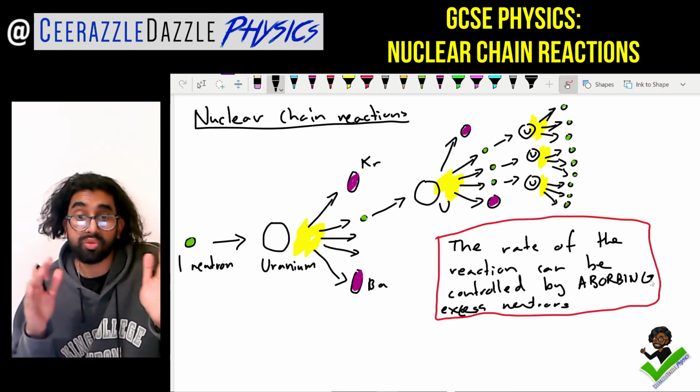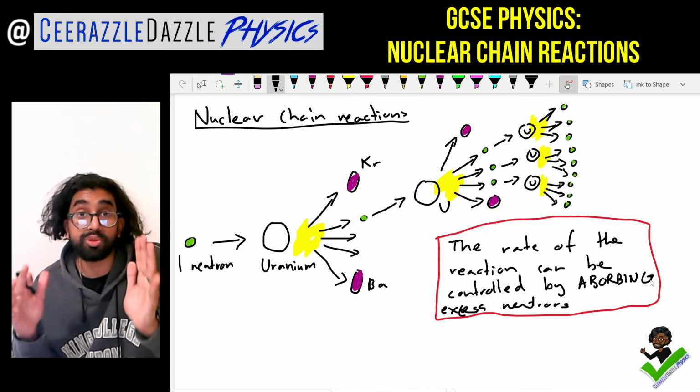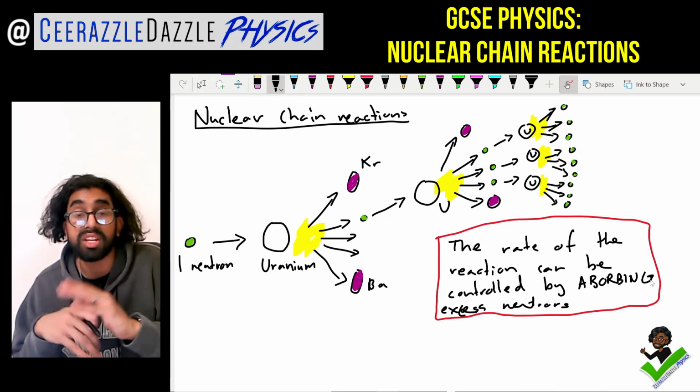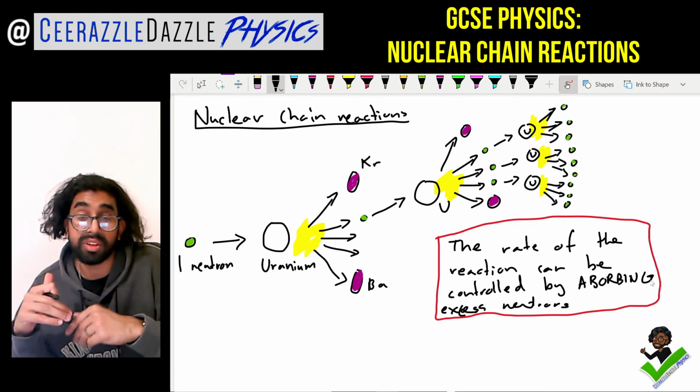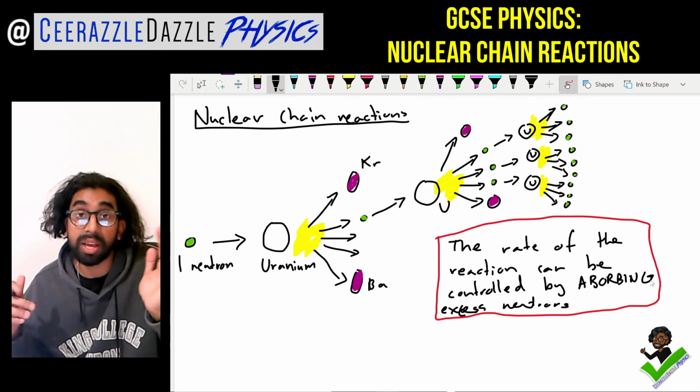So there you go, guys. The rate of the reaction can be controlled by absorbing the excess neutrons, guys. So the rate of reaction can be controlled by absorbing excess neutrons. Okay, so let's have a quick recap right from the top.